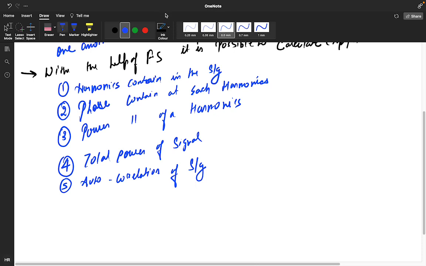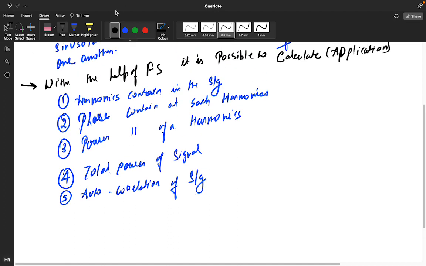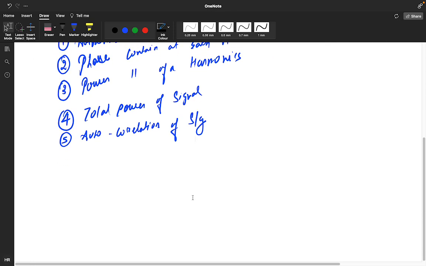But there are some conditions. What is the condition for a Fourier series expansion? We can calculate the harmonics contained in a signal, the phase at each harmonic, the power of each harmonic, the total power of the signal, and the autocorrelation of the signal. But there are some conditions for Fourier series expansion. Write it down: conditions for Fourier series expansion.